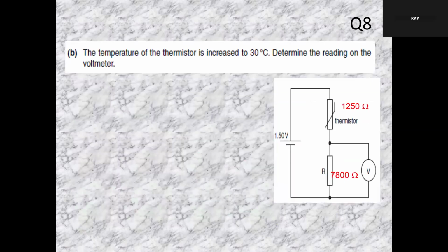The temperature of the thermistor is increased to 30 degrees Celsius. Determine the reading on the voltmeter. How to do that? Is this one using a scale, or is there a formula? I will show you the diagram there. It's a potential divider now.